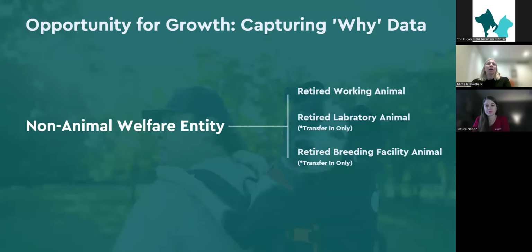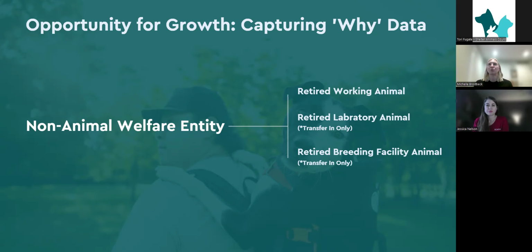And then now we have non-animal welfare entity, and this is not necessarily a reason why something is being transferred. This is more of a how, but ultimately, I think we do have animals entering the animal welfare system coming from these non-animal welfare sources. Like, they might come from police departments or other working programs within the government. They could be retired working animals, laboratory animals, or retired breeding facility animals. And I think it's good for us to measure how many animals are coming in from these sources, because there are organizations certainly that are taking in animals from these places.